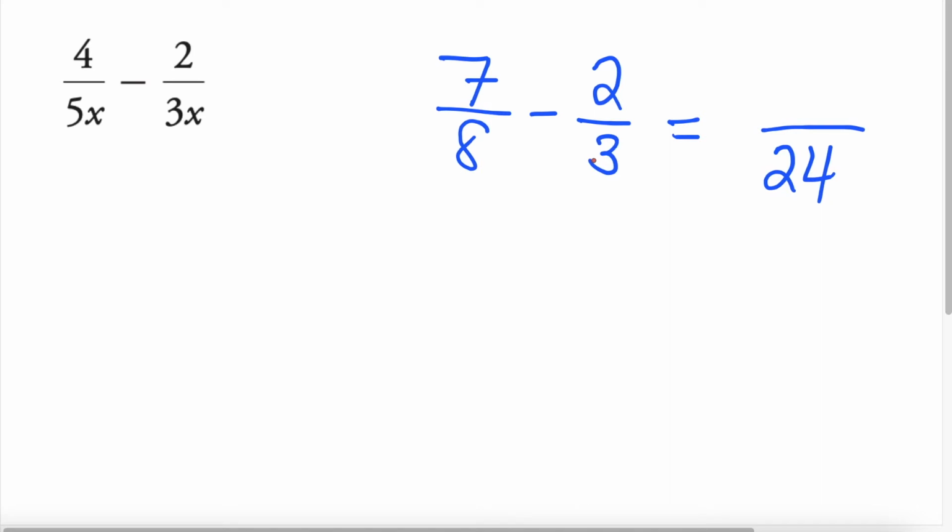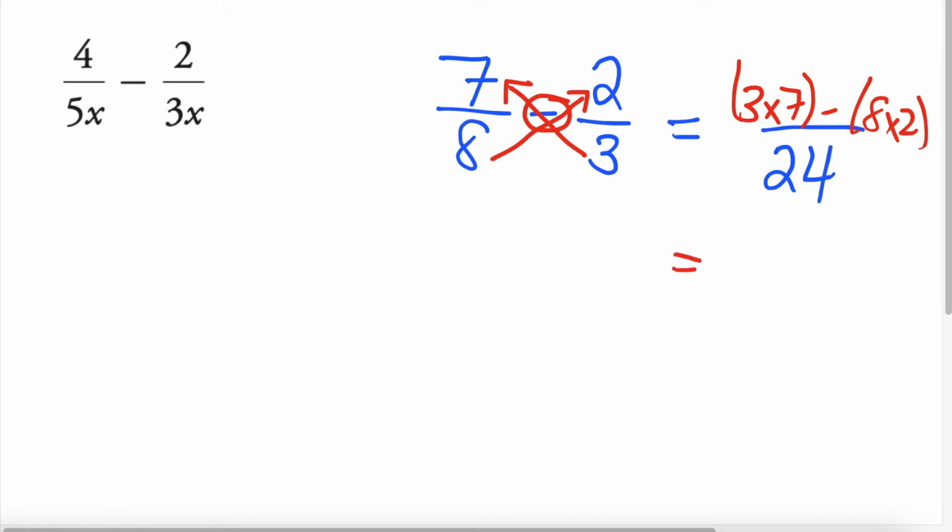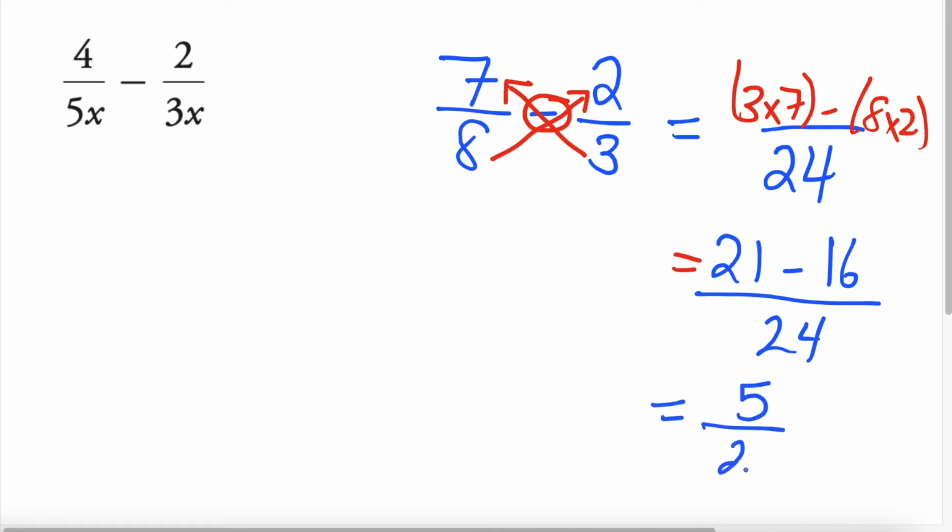And then what do we do next? After we multiply the denominators to get a common denominator, we have to cross multiply. So we have 3 times 7, 8 times 2, and then we have the subtraction in the middle. So then we get 3 times 7 minus 8 times 2. And ultimately, what is our final answer? We get 7 times 3, which is 21, minus 8 times 2, which is 16, over 24. So then our final answer will be 5 over 24.